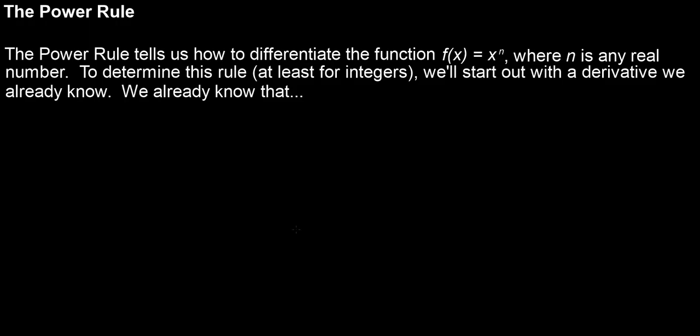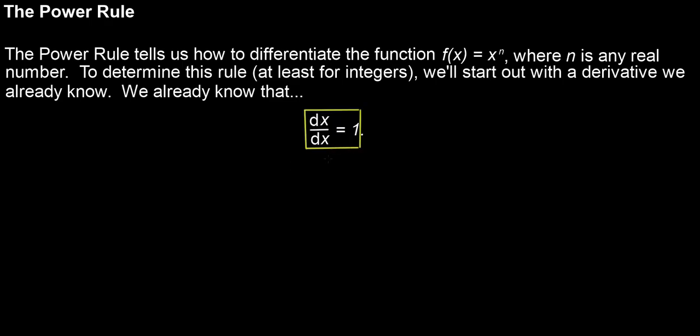And this power rule applies for really any real number n, but to figure out where it comes from, to do a partial proof, if you will, we're going to restrict n to be integers. And to figure out what might be the rule in this case, we'll start off with stuff we already know.